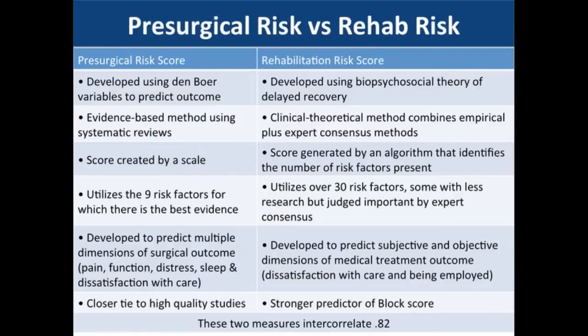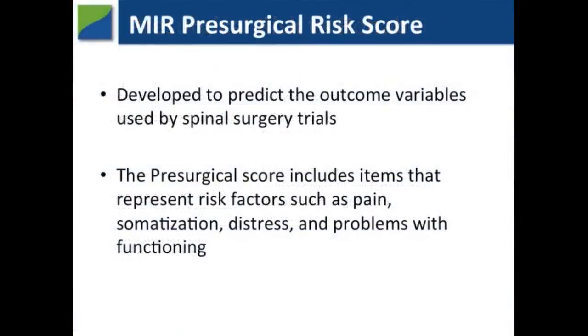So the pre-surgical risk score was developed to predict the outcome of variables used by spinal surgery trials. And that's using what are called the impact criteria, if you're familiar with those. This will be discussed further in part 2 of this presentation. The pre-surgical risk score includes items that represent risk factors like pain, somatization, distress, and problems with functioning.